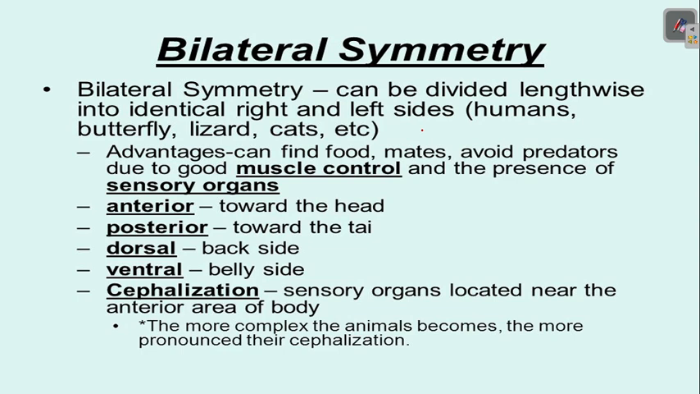of sensory organs. So basically, bilateral symmetrical organisms have what we call cephalization. Then sensory organs are located near the anterior end of the body. That is what we call cephalization.